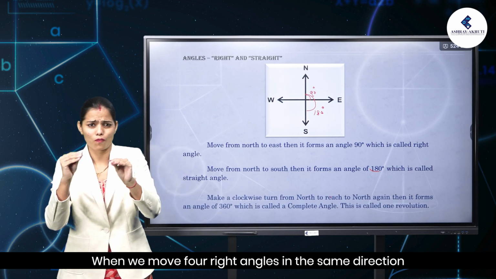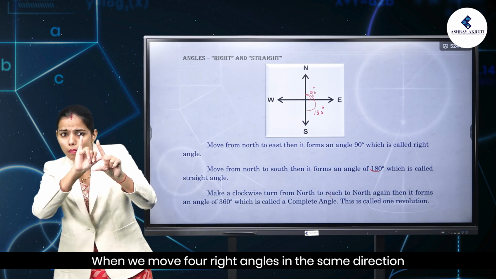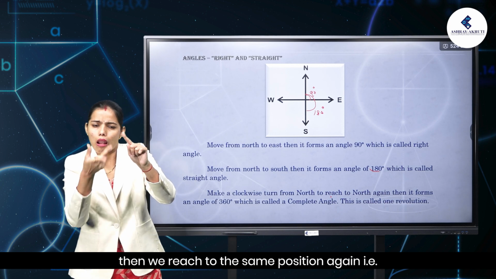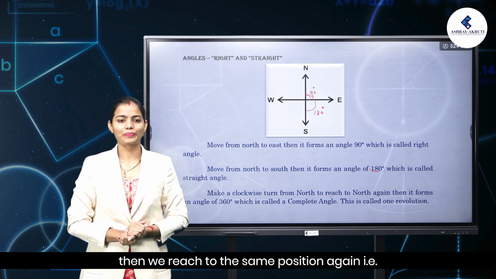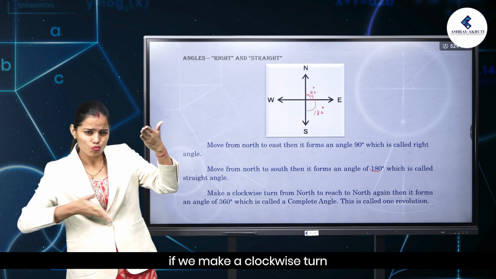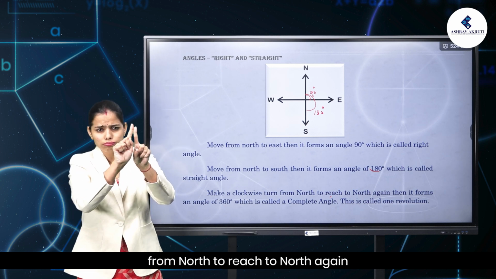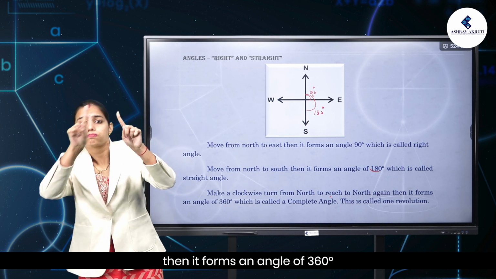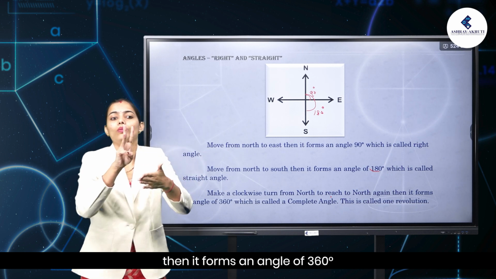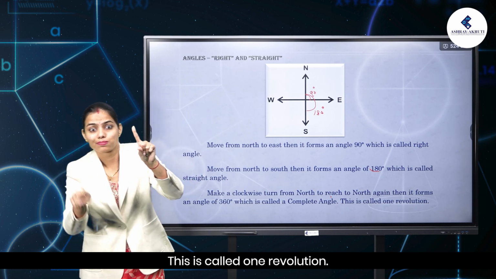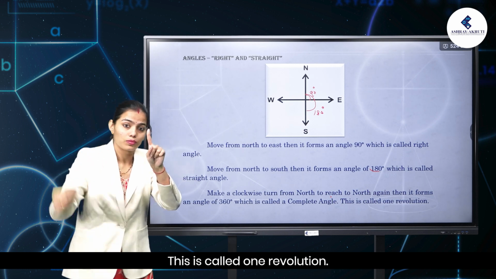When we move 4 right angles in the same direction, then we reach the same position again. That is, if we make a clockwise turn from north to reach north again, then it forms an angle of 360 degrees, which is called a complete angle. This is called 1 revolution.